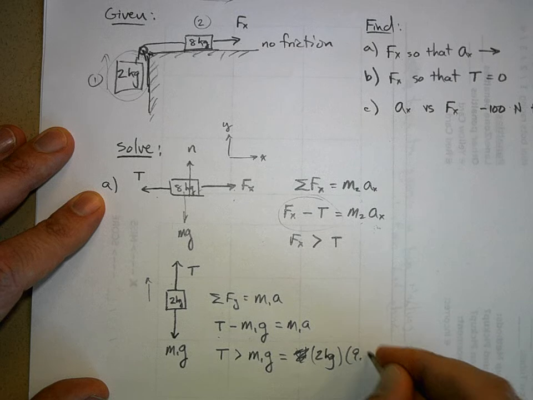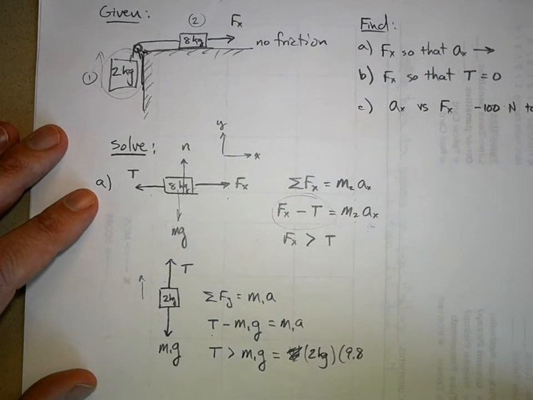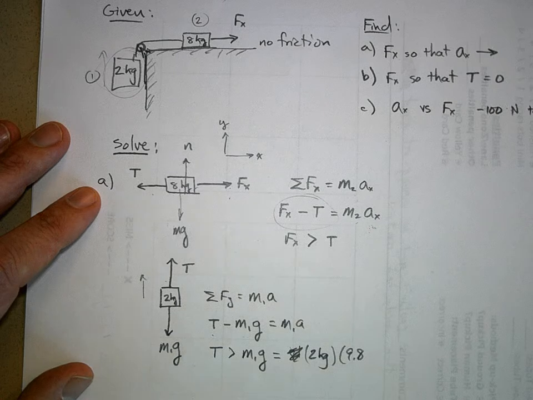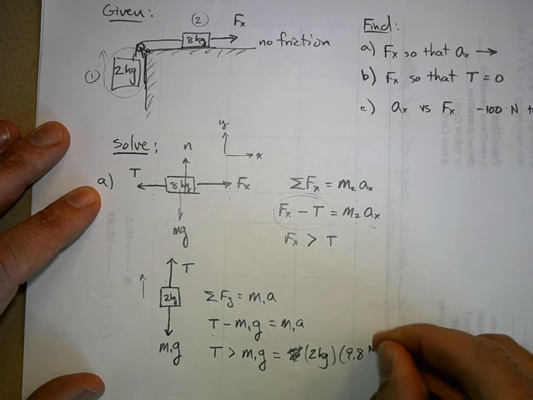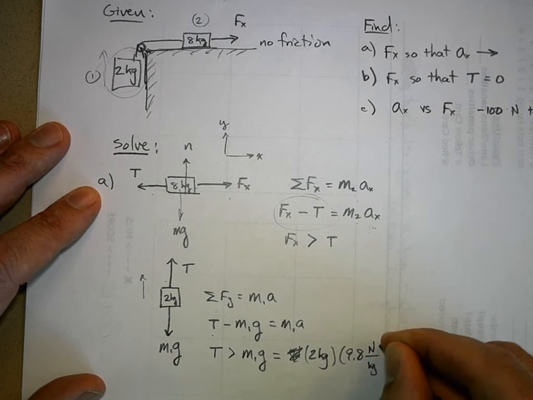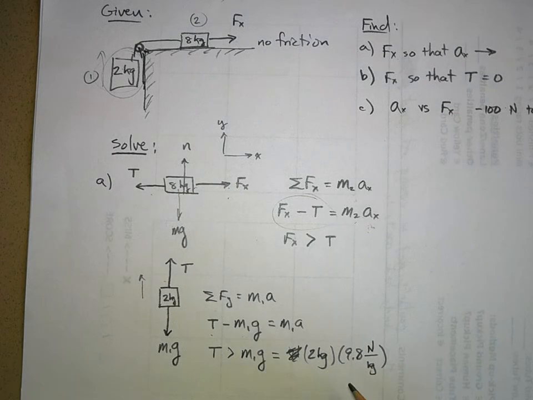times 9.8. And you can say meters per second squared, but when I'm thinking about gravity, I always put newtons per kilogram. Think about it. Gravity pulls on things, at least near the Earth's surface, with 9.8 newtons of force for every kilogram of mass. And that's really the strength of our gravitational field. And we'll talk about it later. If you put meters per second squared here, that's perfectly fine.